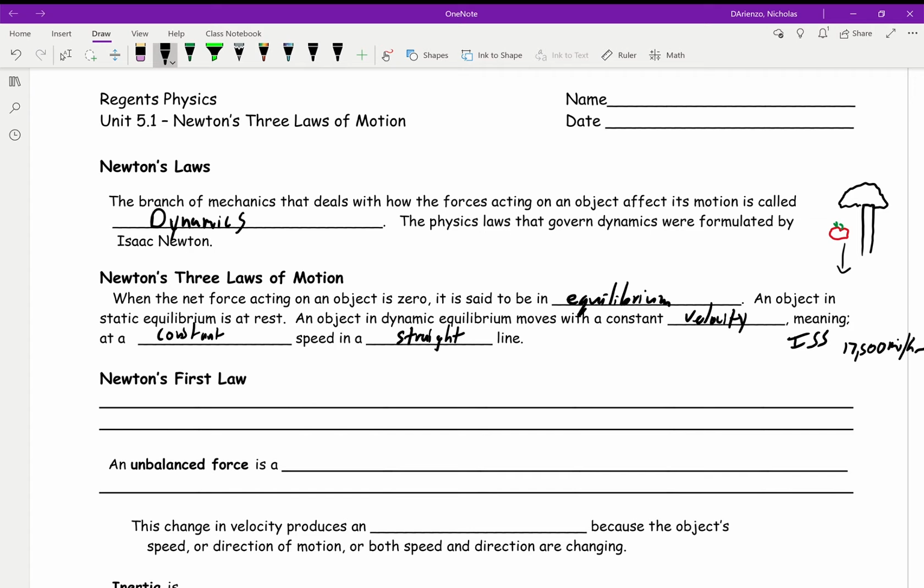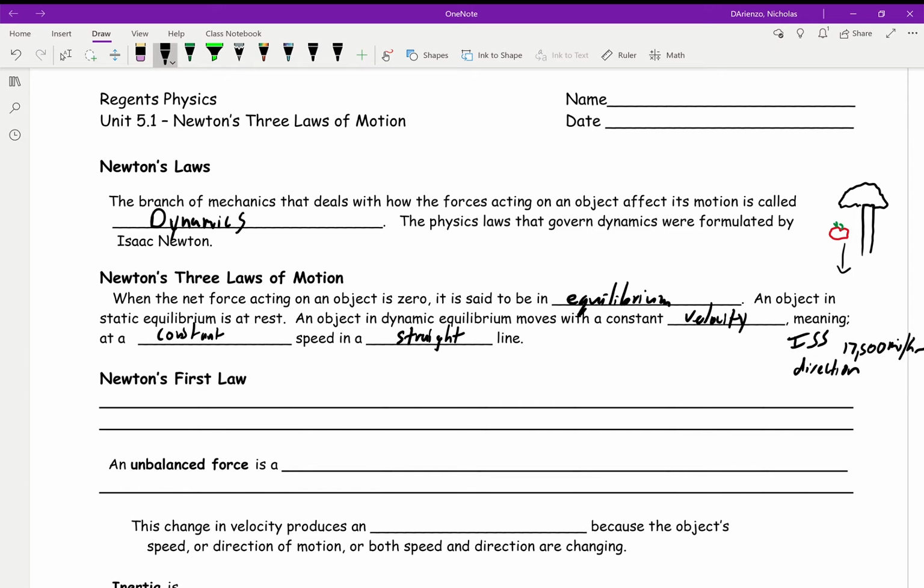And I suppose since the ISS is not moving in a straight line, it can't necessarily be in equilibrium. Speed's not changing, but one of the things that is changing with the ISS is its direction. Since that direction continues to change around a circular path, it's experiencing centripetal acceleration, which means its velocity is changing because of the direction. So the speed remains the same, but the direction is changing. Therefore, it is accelerating around the Earth.